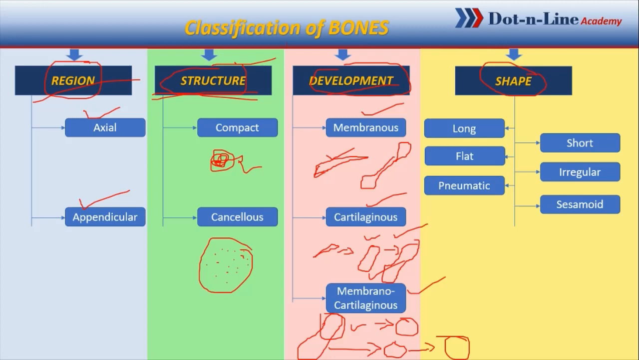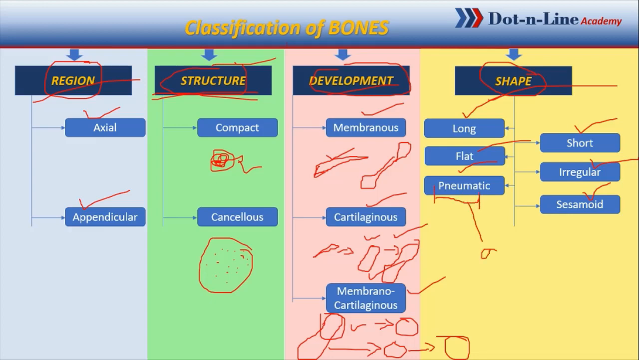And the most simple is on the basis of shape. So on the basis of shape, there are long bones, short bones, flat bones, irregular bones, pneumatic bones and sesamoid bones. So what is meant by pneumatic bones?